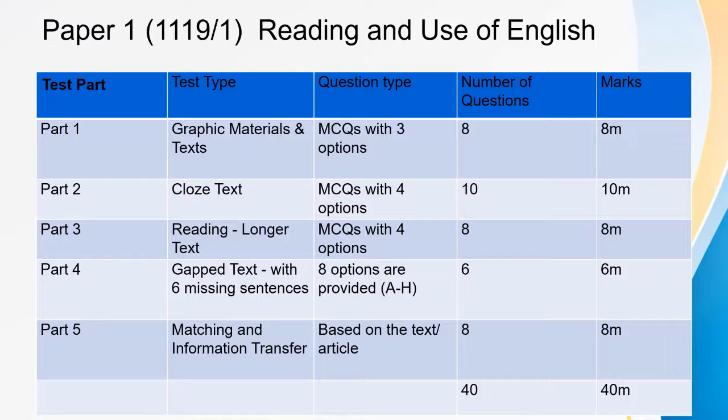Let me continue with paper 1191, Reading and Use of English. The Reading and Use of English test is one of the 4 SPM components, with the weighting of 25% of the overall grade. It consists of 5 parts, with a total of 40 questions and 40 marks. The duration of the test is 1 hour and 30 minutes, which is 90 minutes for you to answer 40 questions.